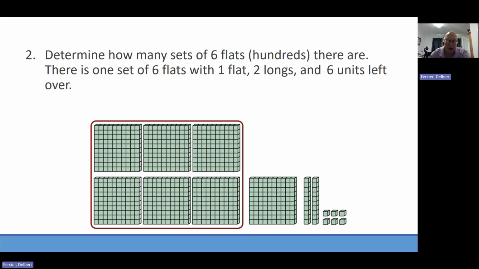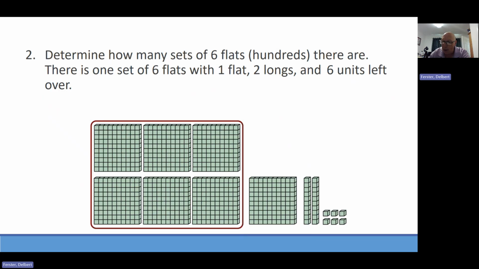Look at that. Almost like I knew what I was talking about. Now the question is, can you show me groups of 6 as it relates to the sticks? This guy calls them longs. Well, you first of all have to take that extra flat and trade it out for sticks.